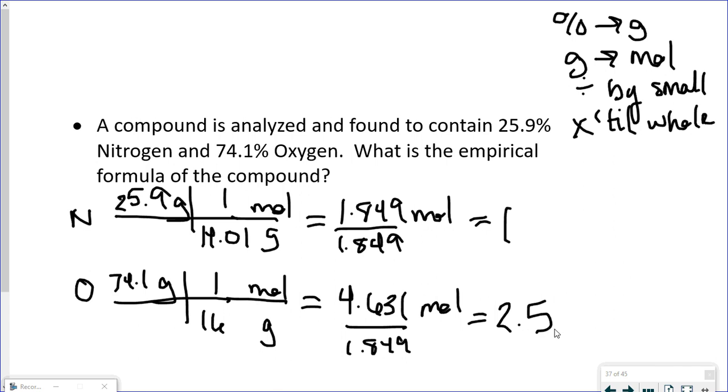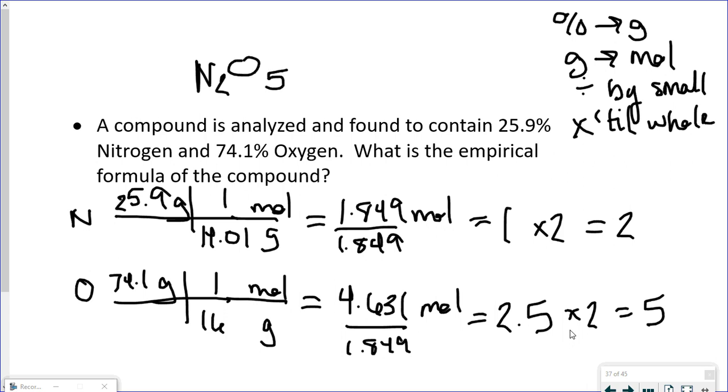In this case, because we have 0.5, if we multiply by 2, it will end up being a whole number. But if we multiply one substance by 2, we have to multiply everything by 2. So 1 times 2 is going to equal 2. 2.5 times 2 is going to equal 5. And these numbers now, since they're whole, are going to represent the subscripts in our formula. So our empirical formula is nitrogen with a subscript of 2 and oxygen with a subscript of 5.